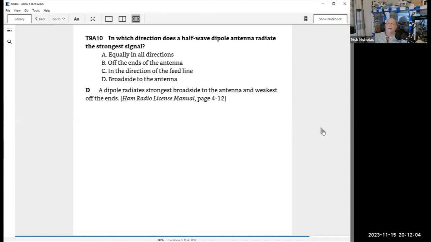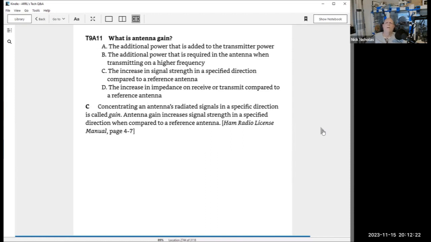In what direction does a half-wave dipole antenna radiate the strongest? All right. It transmits weakest off the ends. It transmits strongest broadside to the antenna. What is antenna gain? It's an increase in signal strength in a specific direction compared to a reference antenna, which is usually an isotropic dipole.